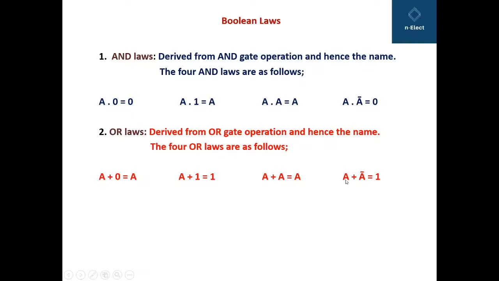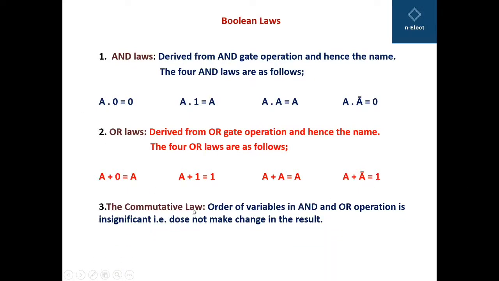And the last OR law is A plus A bar. If the variable is 0, the complement has to be 1, and when the variable is 1, the complement has to be 0. So one of the two inputs will be 1, and naturally the output will also be 1.